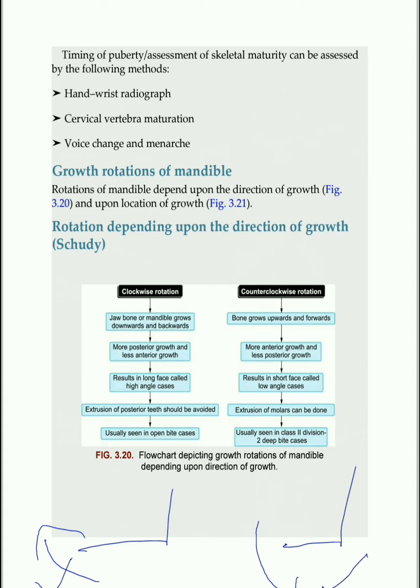Now let's see what effect clockwise rotation has on the dentition. When the clockwise rotation is there, we know that the jawbone is going backward. Because of this, there will be more posterior growth and less anterior growth, which will result in a long face, also called high angle cases, and there will be extrusion of posterior teeth. Whereas in counterclockwise rotation, bone grows more in the anterior direction and less in the posterior direction, so bone grows upward and forward, resulting in a short face, called low angle cases. Here the extrusion of molars can be done, whereas in clockwise rotation it should not be done, and it is usually seen in class 2 patients.